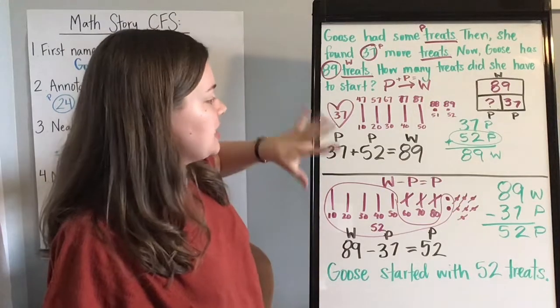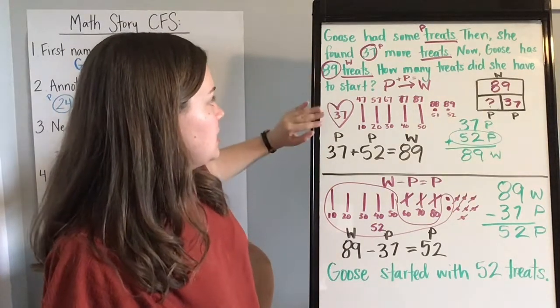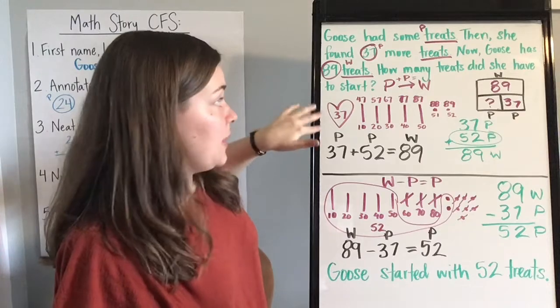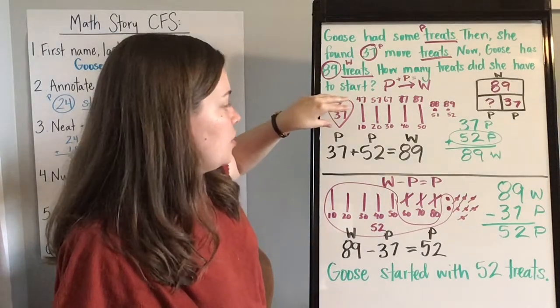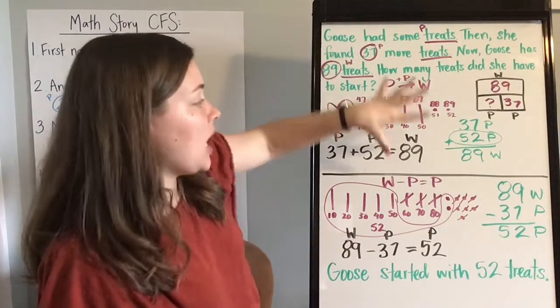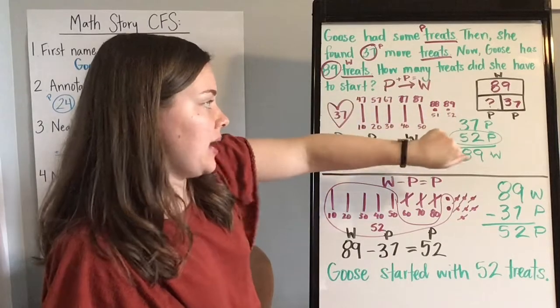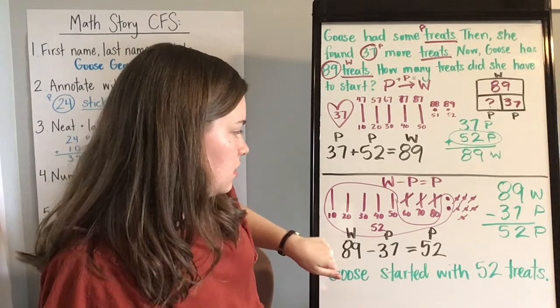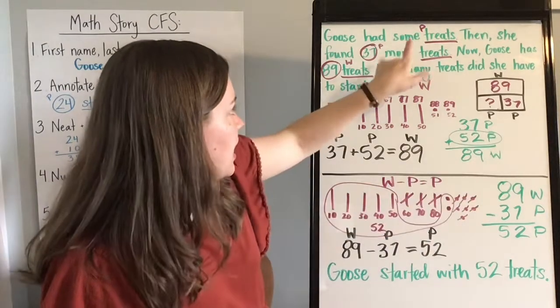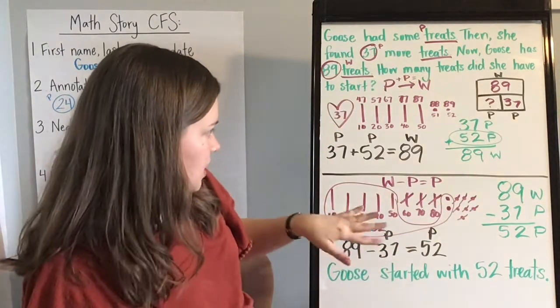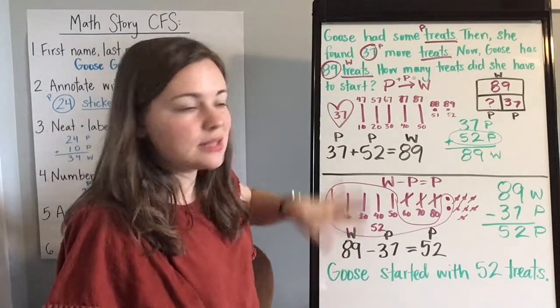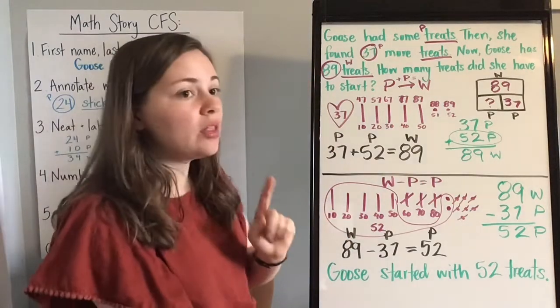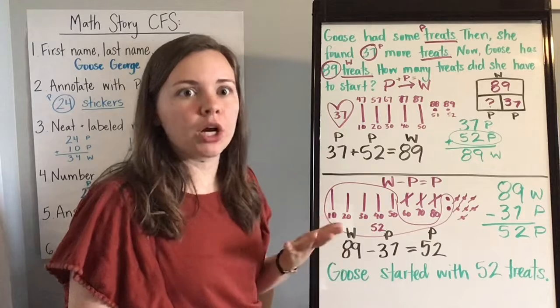Does my representation match the problem? Okay, let's see. This one especially matches because it shows how she started with some, then got some more, and ended up with 89. So this one does match. Let me double check these. 89, 89, 37, 37. Yeah, all my numbers, I didn't make any mistakes.